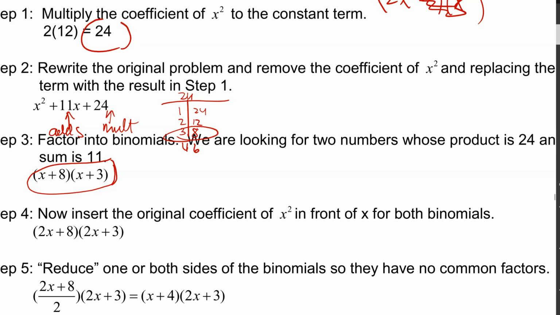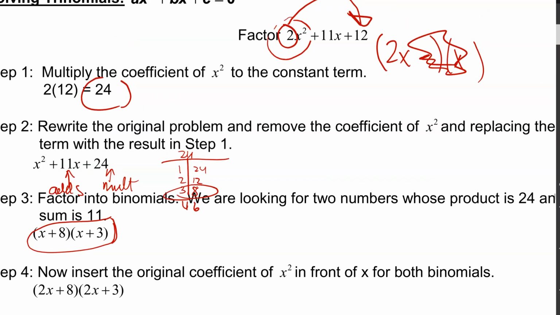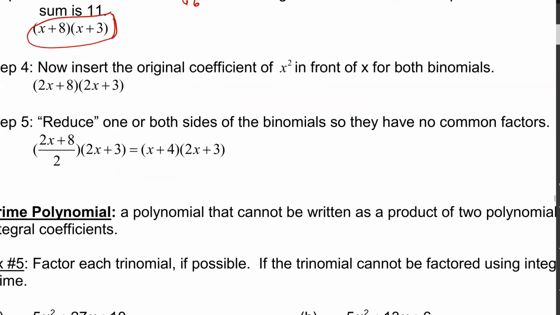Step 4. So now what we want to do is put in the original coefficient in front of x. So the original coefficient was 2. So I'm going to go through and put a 2 in front of each of these x's. That way it's 2x plus 8 and 2x plus 3. So now we're going back and realizing, wait, this actually wasn't x squared plus 11x plus 24. We're trying to now take into account that we had a coefficient of 2 at first. So I rewrote with the original coefficient of my x squared.